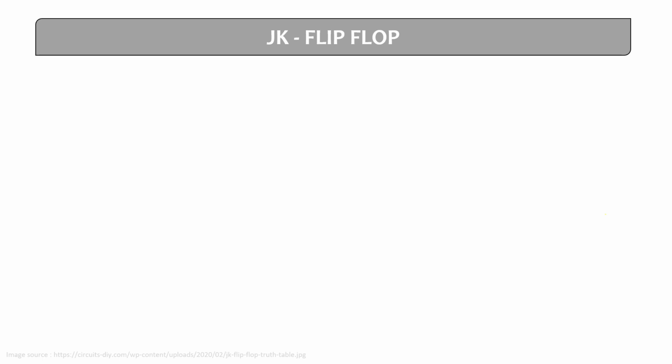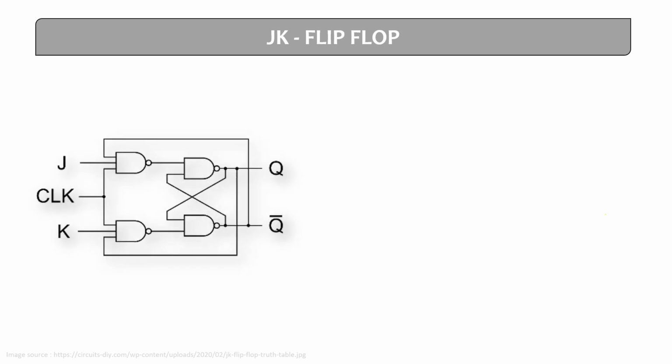Now let's talk about the JK flip-flop. As you can see on the screen, we have a logic diagram for the JK flip-flop. If you see the diagram carefully, you can see that this portion is nothing but your SR flip-flop. Remember the SR flip-flop where you have two NAND gates, or it can be two NOR gates, and the output of one gate becomes the input for the other gate. So this is my basic structure of the SR flip-flop.